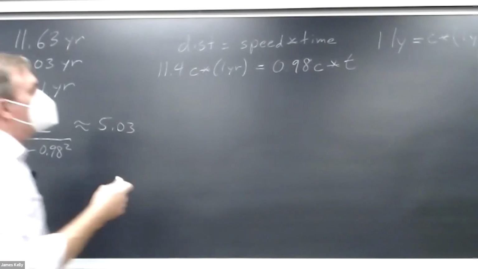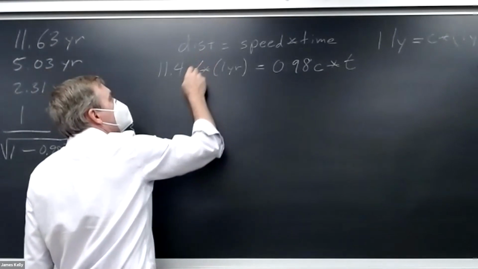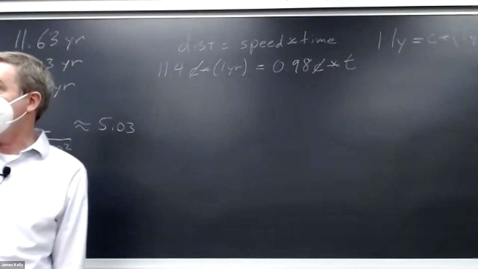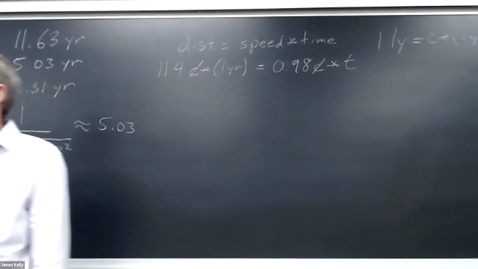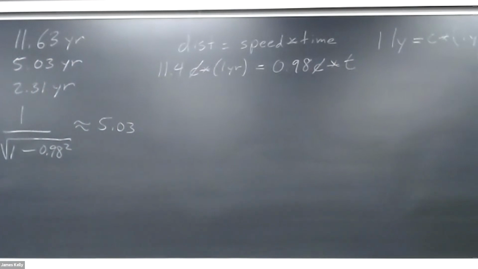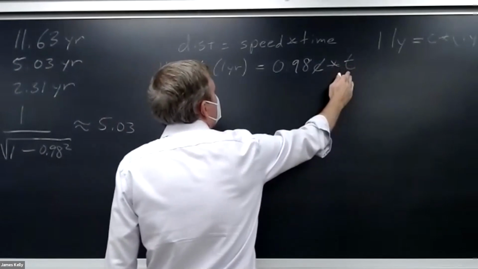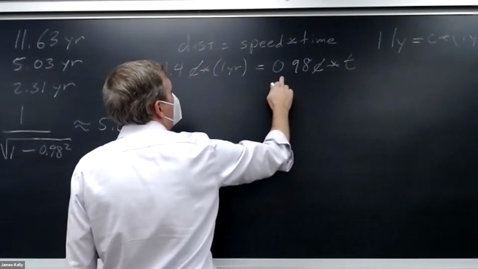The nice thing is I didn't have to put in 3 times 10 to the 8th for c because there's a common factor of c on both sides. And so the c just disappears. It wouldn't hurt if you put it in. It's just more typing in your calculator on both sides, or you might have seen it cancel even if you wrote it out. So when I solve for t, I just need to divide both sides by 0.98.